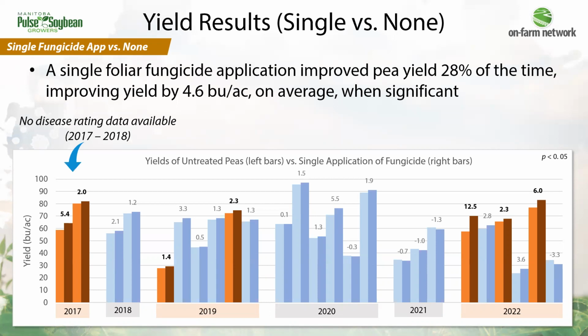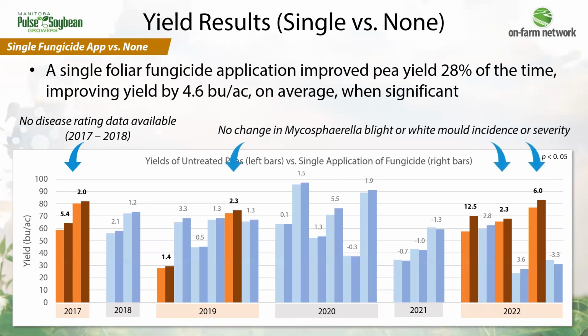In 2017 and 2018, we don't actually have disease rating data available to investigate those yield results a bit further. And at these trials in 2019 and 2022, we didn't see any change in Mycosphaerella blight or white mold disease pressure to explain those yield differences there.